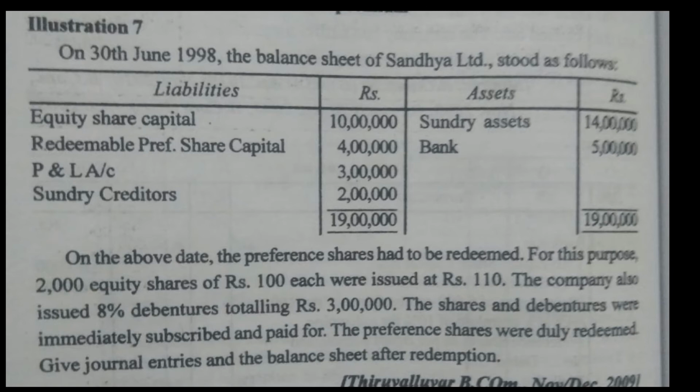First, fresh issue. We have to do the formula first. What is the formula for CRR? Redeemable preference share capital 4 lakh minus fresh issue. What is the fresh issue given here in the sum? The quantity is given there. What is the quantity?